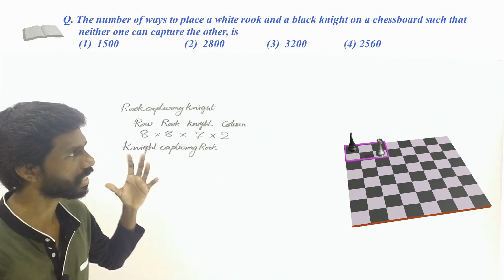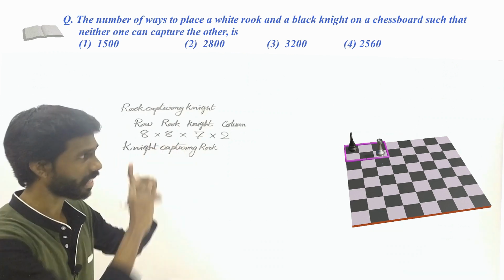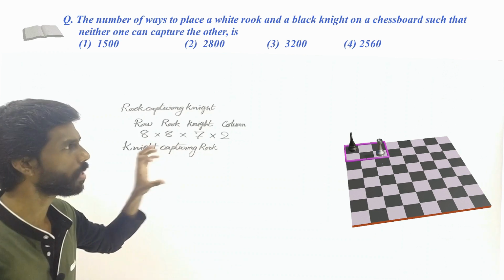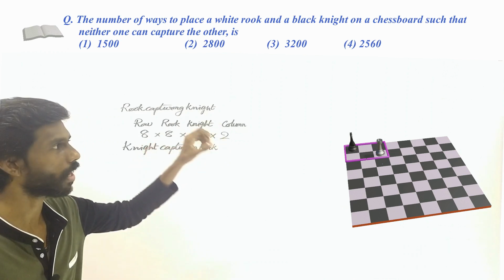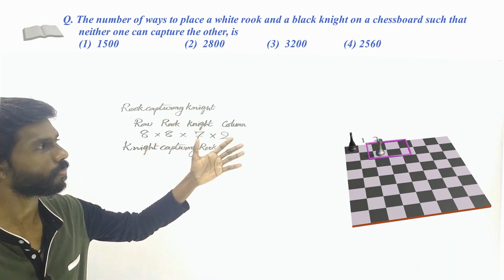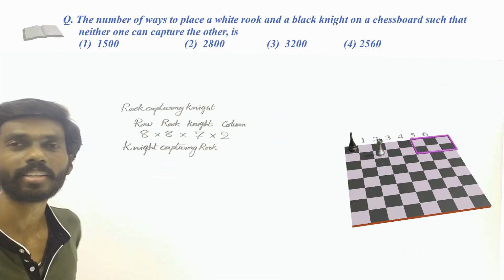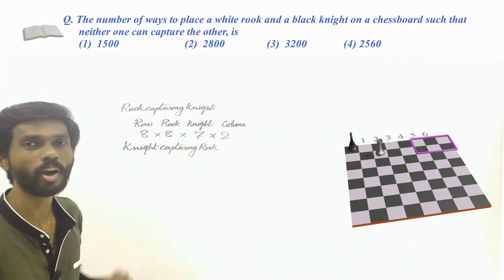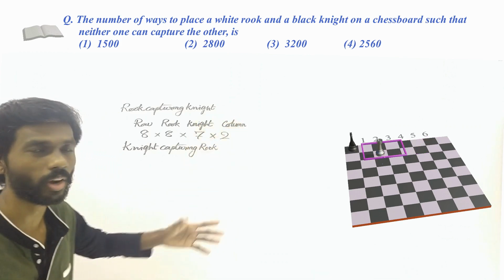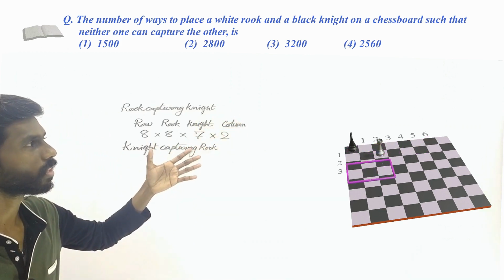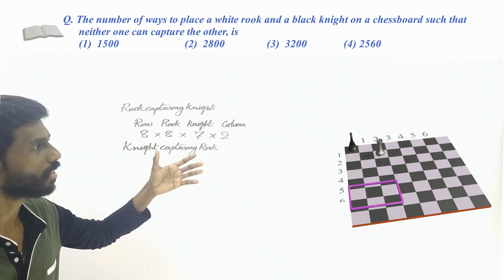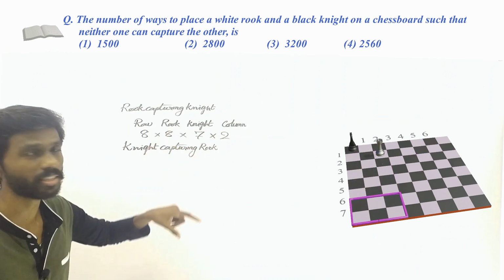Alright, first let us see how many such rectangles are there on the entire chessboard. First find how many such rectangles are there in the first row itself. Alright, 1, 2, 3, 4, 5, 6. So 6 such rectangles are there in the first row alone. Now similarly, how many such rectangles are there in the first column? Alright, 1, 2, 3, 4, 5, 6, 7. So 7 rectangles are there in the first column.